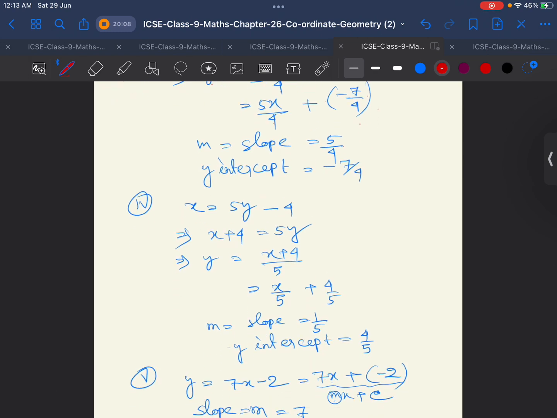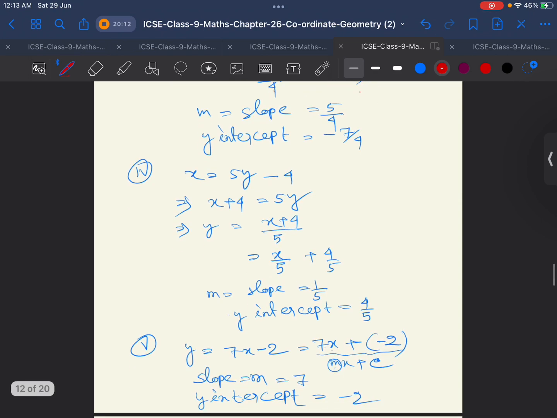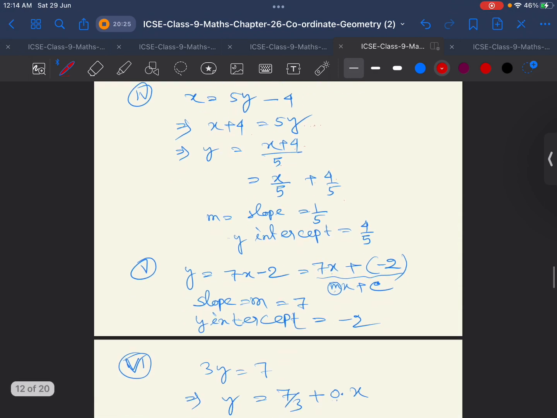So question number 4: x equals 5y minus 4. Here we have to make y the subject. So we can write 5y equals x plus 4. So y equals (x plus 4) by 5, that is x by 5 plus 4 by 5. We compare this equation with mx plus c. So m equals 1 by 5, the slope, and the y-intercept equals the constant term 4 by 5.